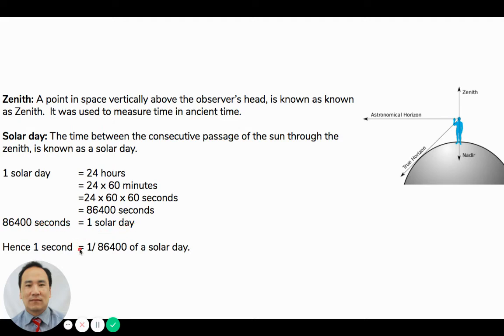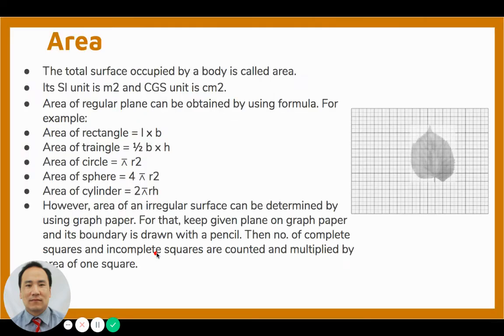Hence, 1 second equals 1 by 86,400 of a solar day. That's why if anybody asks you what is 1 second, you can say that 1 second is 1 by 86,400 of a solar day.